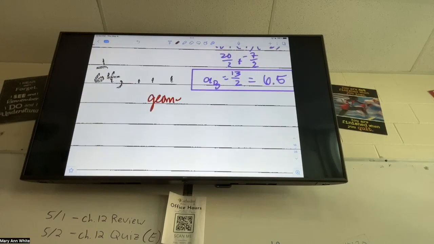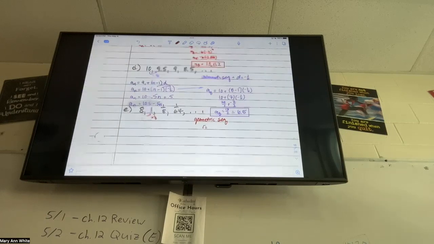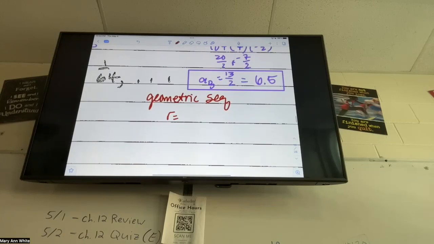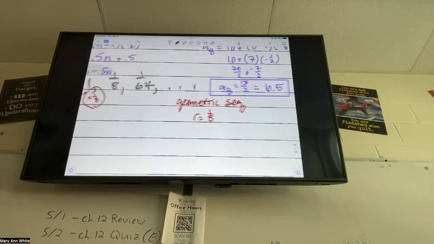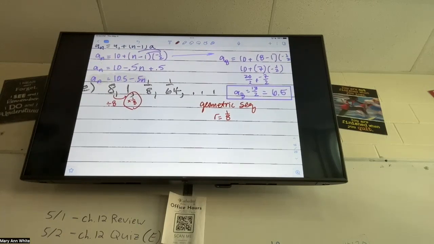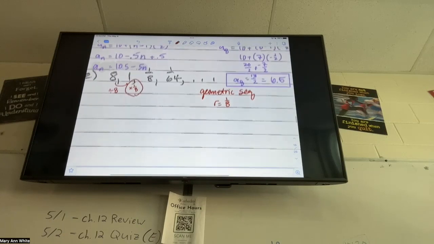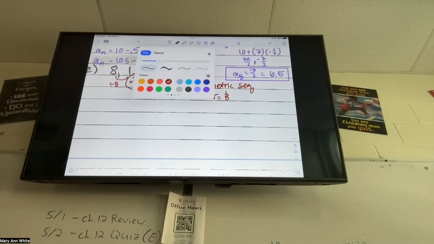In a geometric sequence, you want your R to be in terms of what you are multiplying by. My R is not 8 because I'm dividing it by 8. It's going to be 1/8 to show that I'm doing division. So I'm going to use my formula, and I'm going to plug in, and I'm going to solve.